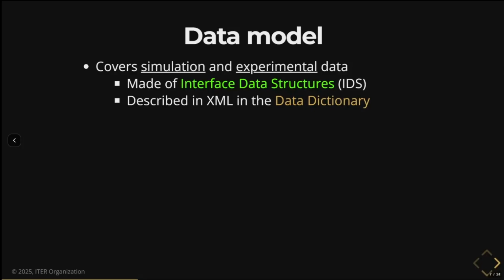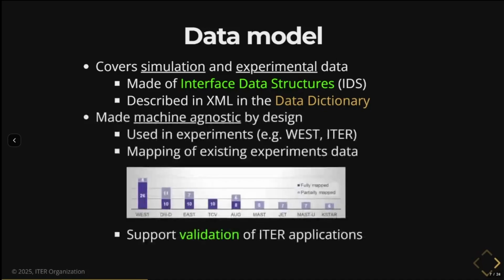data objects in what we call interface data structures or IDSs. And all of this is described because these structures are hierarchical in XML format in what we call the data dictionary. Now, these IDSs, they have been made machine agnostic by design. So such that it can be used on experiments. I told you it's already used at WEST.